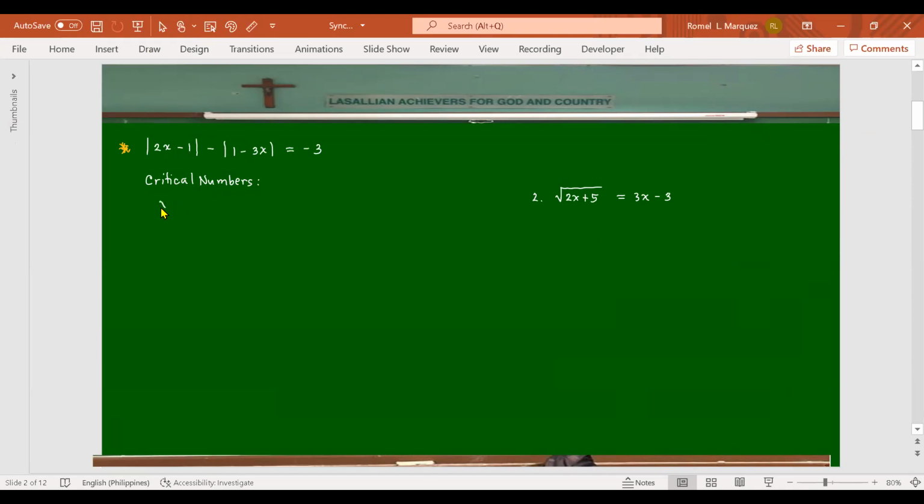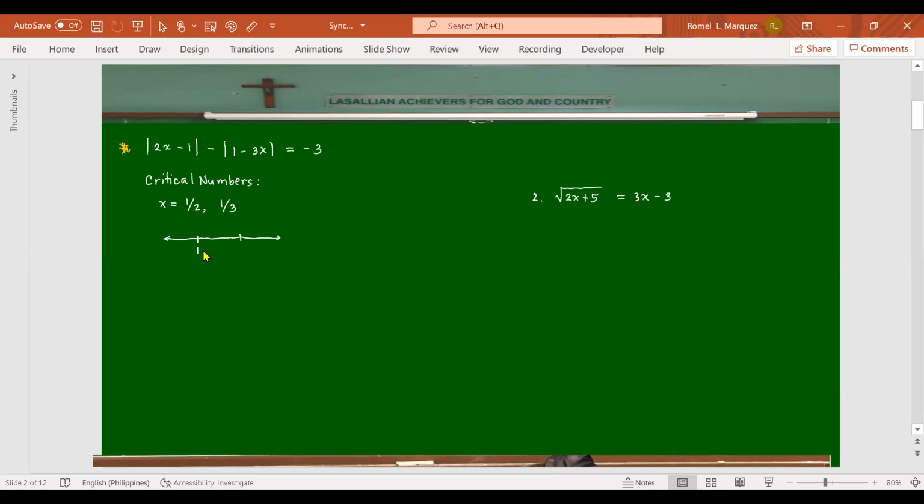X is equal to? 1/2. What else? 1/3. Arrange in a number line. Which one is on the left side of the other?